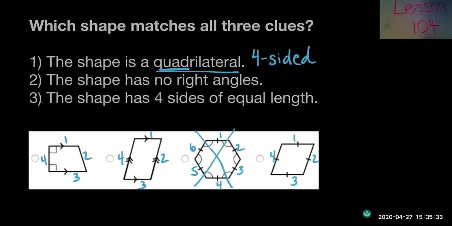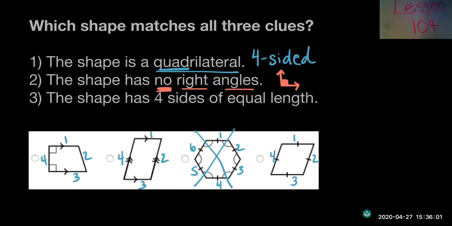Looking at clue 2, it says our shape has no right angles. Right angles are also 90-degree angles, and they look something like this. And we often see them marked with a square in the middle because they're sort of like square angles. We can create a square from the opening that these angles form. So this is a right angle.